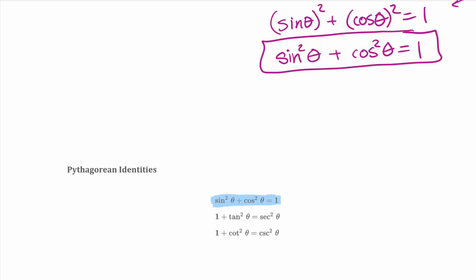But there's three of them, and they all come out from algebra. I know this isn't a fun, exciting one. I'm just doing a bunch of proofs for you and showing you your different formulas. But the Pythagorean identities tell us sine squared plus cosine squared is equal to 1. It also tells us 1 plus tangent squared of theta is equal to secant squared of theta. And 1 plus cotangent squared of theta is equal to cosecant squared of theta.